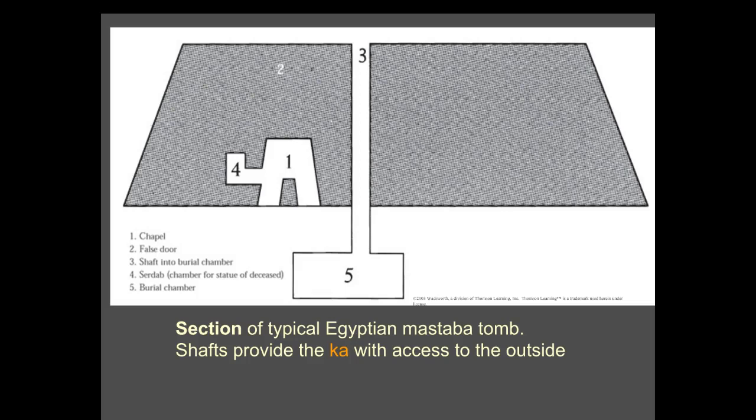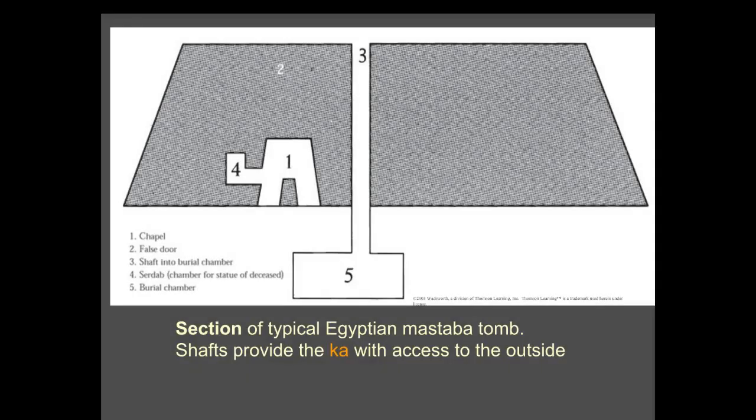So again, this is an aerial view of what it would look like. This is a frontal view of what it would look like. So again, we've got the burial chamber way down in here. The deceased would come in, visit. We've got the false door, shaft to the burial chamber. This is just another view. Ka would be a vocabulary word, by the by.